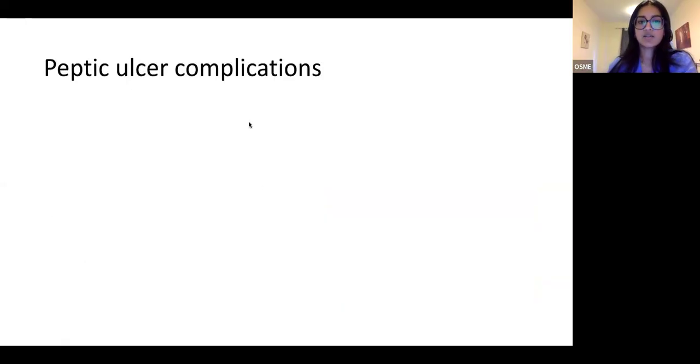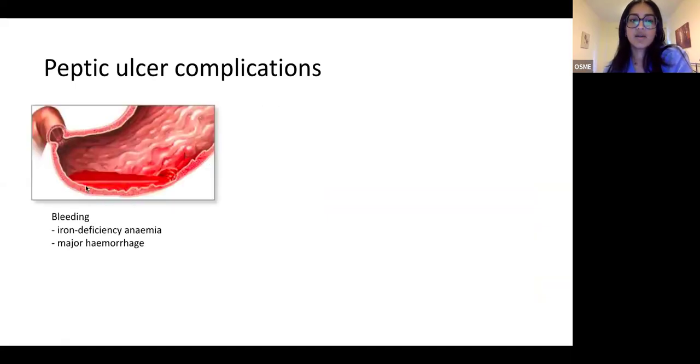Okay, so peptic ulcers can have a variety of complications. So the main one that is commonly talked about is bleeding. So if you have a heavy bleed and you lose a lot of blood, you can then have iron deficiency anemia. And this is something that is important to investigate. So if you're in the GP and a patient presents with iron deficiency anemia and you can't figure out what the cause is, it's really important to make sure that they're not losing blood from their digestive tract, either upper GI or lower GI. And yeah, it can also be a major hemorrhage as well, which is a medical emergency.